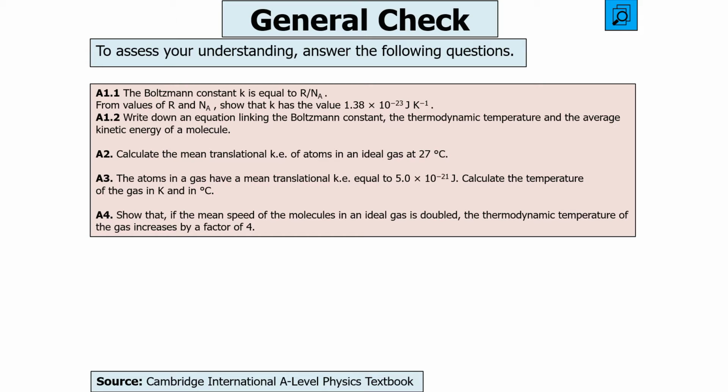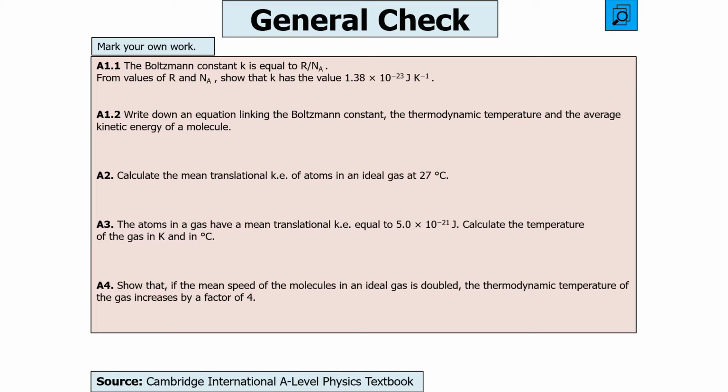The atoms in a gas have a mean kinetic energy equal to 5 times 10 to the minus 21 joules. Calculate the temperature of the gas in Kelvin and then in degrees Celsius, and then show that if the mean speed of the molecules in an ideal gas is doubled, then the thermodynamic or absolute temperature in Kelvin of the gas is increased by a factor of 4. So pause the video now, then unpause the video when you want to go through your answer.